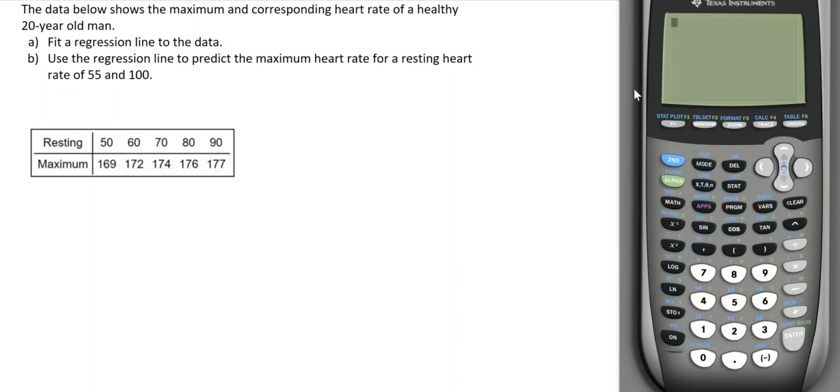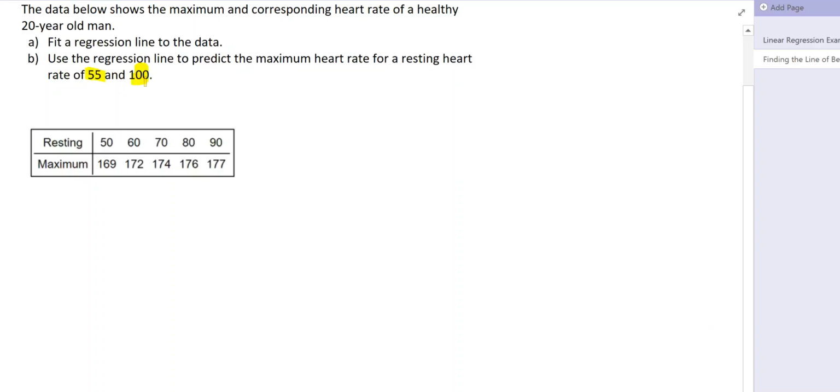Let's look at the following example and see how to find the linear regression line to fit a given data. The data below shows the maximum and corresponding heart rate of a healthy 20-year-old man. We're asked to fit a regression line to the data and then to use that line to predict the maximum heart rate for these two resting heart rates, 55 and 100.